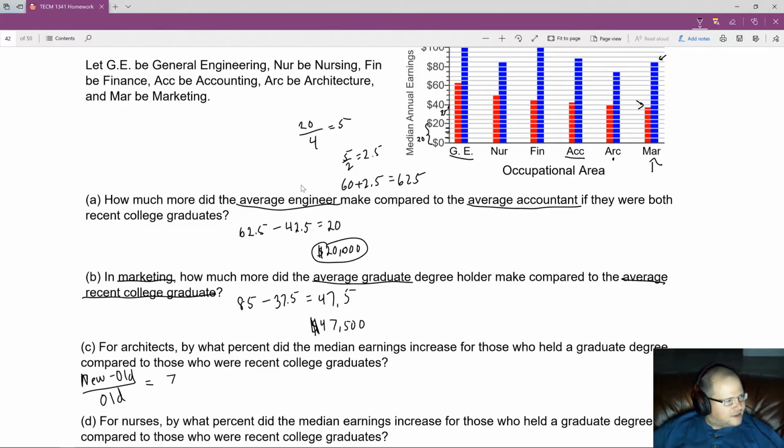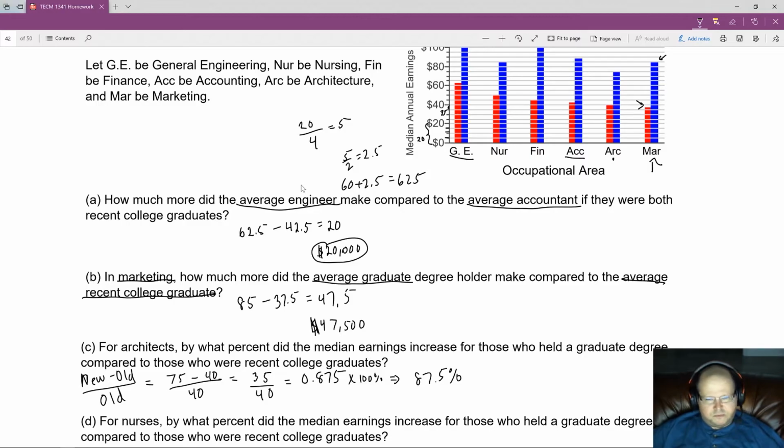So we're going to start off with 75. And then we're going to subtract the previous one for architects, which looks like it is a 40, and we're going to put it over 40, the original. Okay, so 75 minus 40, what is that? Well, that's a 35. And what do you put it over? You put it over 40. And when you divide, you get 0.875. Then you have to multiply that by 100 to turn it into a percent, and you get 87.5%. So it's an 87.5% increase.